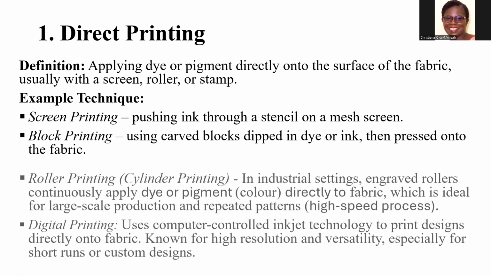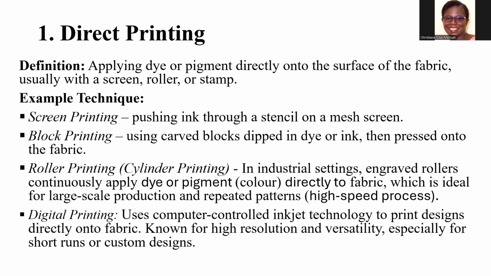Roller printing, mostly at the industry. In industrial settings, engraved rollers continuously apply dye or pigment, that is color, directly to fabric, which is ideal for large-scale production and repeated patterns. Here we are talking about a high-speed process. Then you have digital printing. The process uses computer-controlled inkjet technology to print design directly onto fabric, known for high resolution and versatility, especially for short runs or for custom designs.